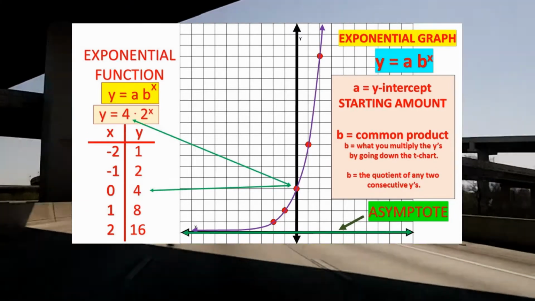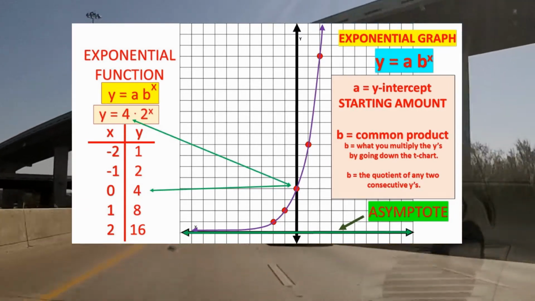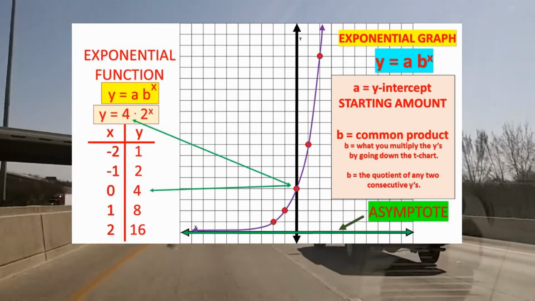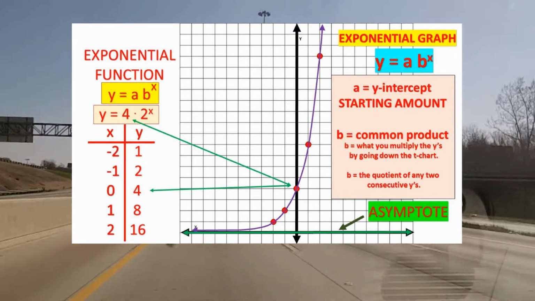You also need to remember that exponential graphs in the form y equals a times b to the x power will approach but never cross the x-axis. The x-axis is called an asymptote.